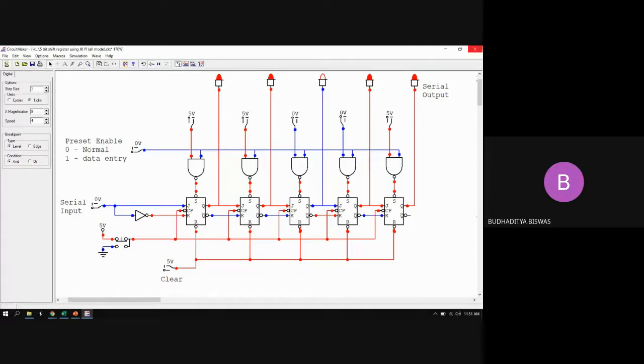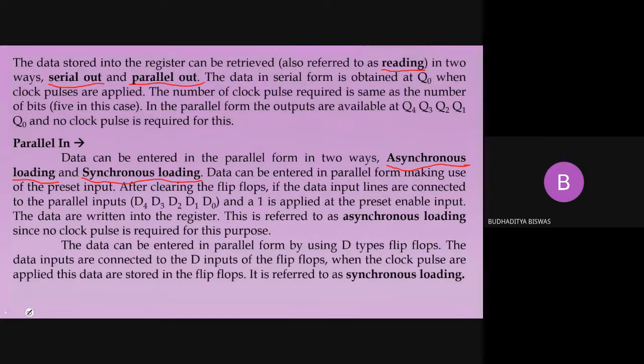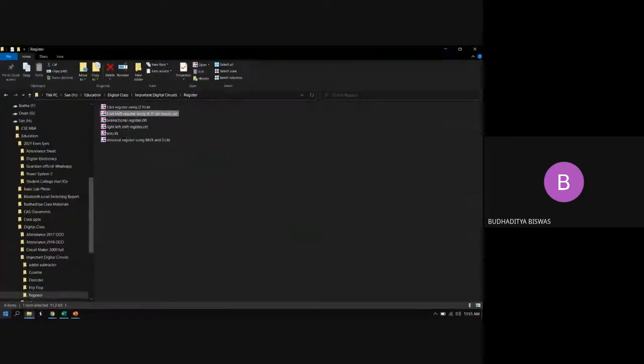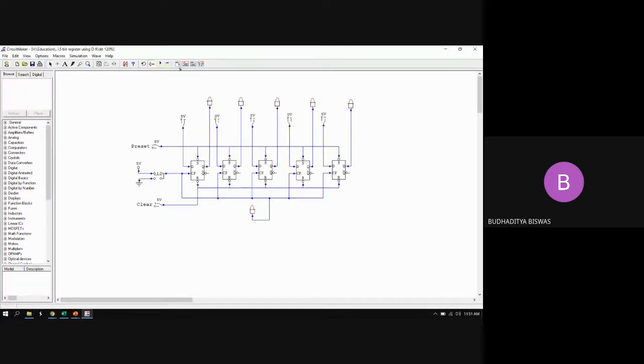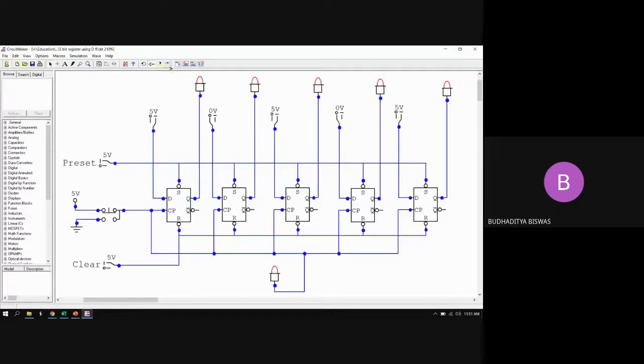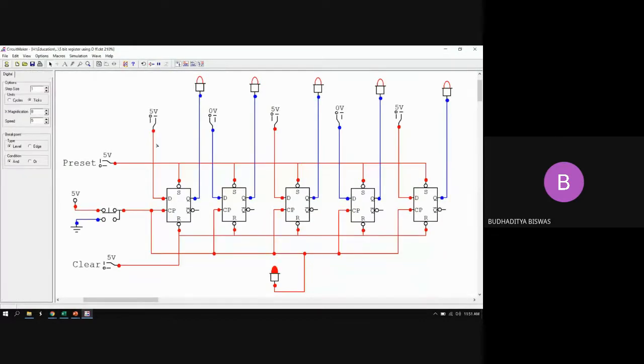Yes, sir. And come to this one. What is called synchronous loading? So in case of synchronous loading, here you see, this is my synchronous loading circuit, which we discussed last day. So first we need to give whatever data you want to store inside the register. Suppose the data are the same, 1 1 0 1 1. So first we connect the data to the parallel input switch.